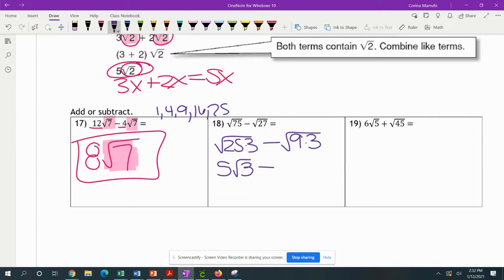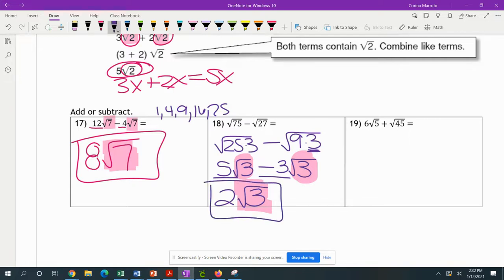Minus. We can take the square root of 9 and get a whole number. That gives us 3. And then this 3 here is going to stay trapped inside the square root. Okay. So now I have 5 of these, and I'm taking away 3 of these. So when we look at the first part, 5 minus 3 gives me 2. So we have 2 of those things. These things happen to be the square root of 3. And that's it.